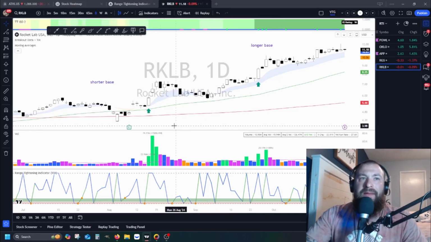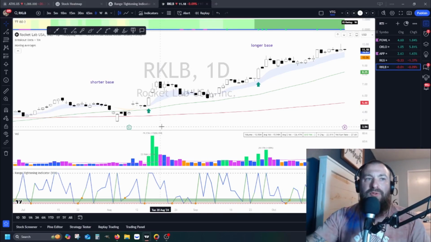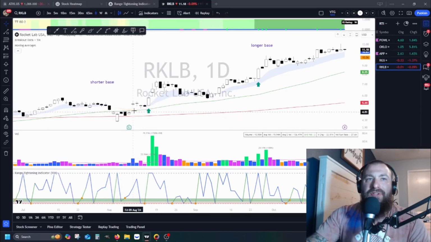This is going to be a great example because it's going to really show you how to switch between the different lookbacks. So again, this would be a shorter base here. It has this big gap up, and the RTI has dropped to 0, has the orange dot, not required, but then it has this big breakout. You can see it in the green spike here.